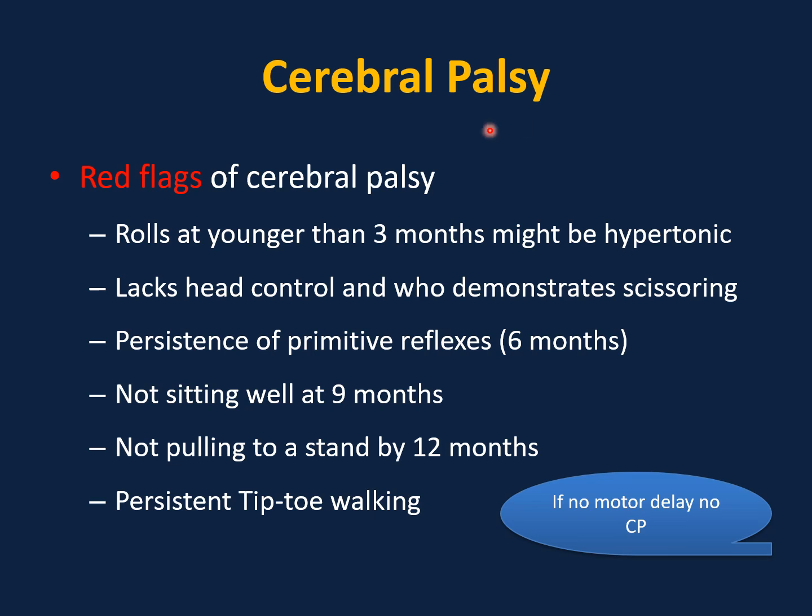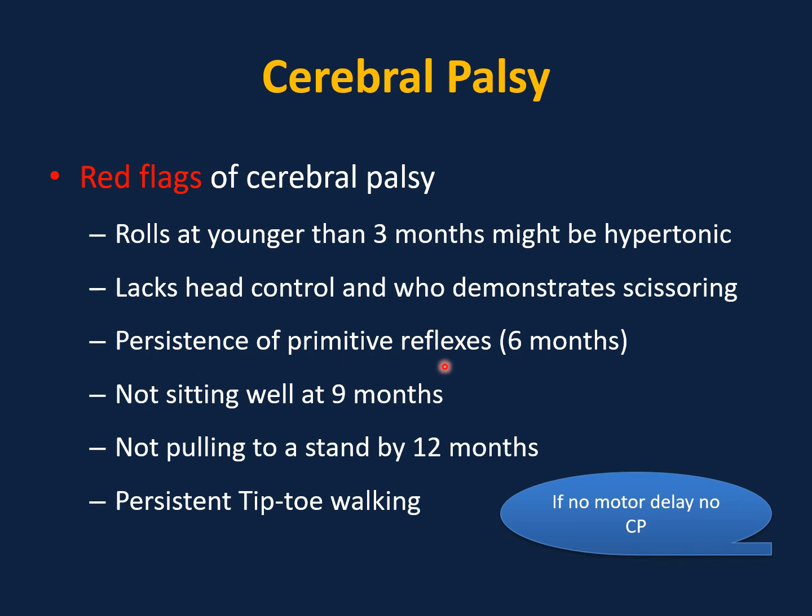Severe cases of cerebral palsy will be apparent from the beginning, even to the parents. Red flags, so the clinician should pay attention to these signs, and it may help you to identify this disease early. If the infant starts to roll at a younger age than 3 months, this is a red flag because of possibility of hypertonia. Normally infants roll at 4 to 6 months, not before 3 months of age. Lack of head control in a child also demonstrating scissoring, which is indicating hypertonia of the legs.